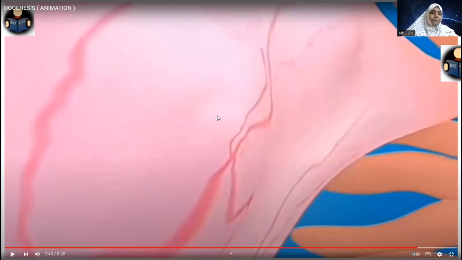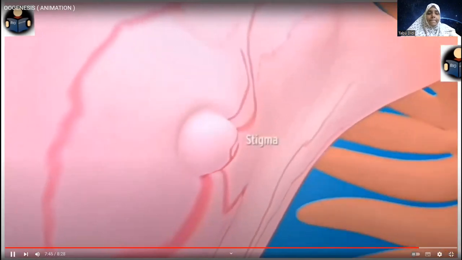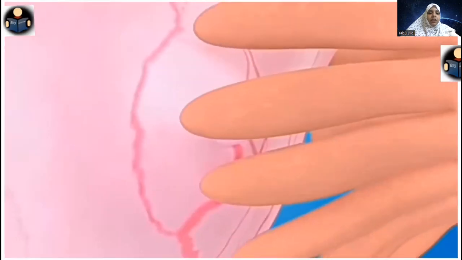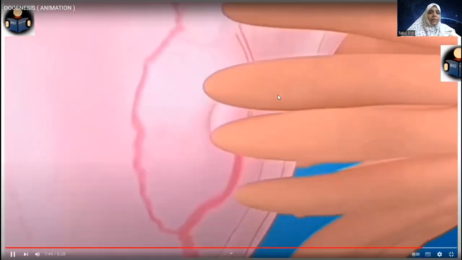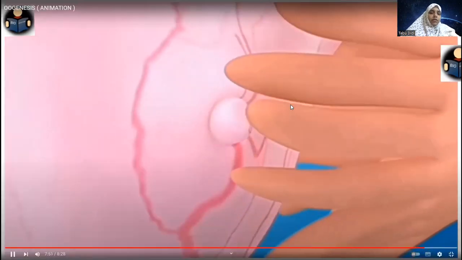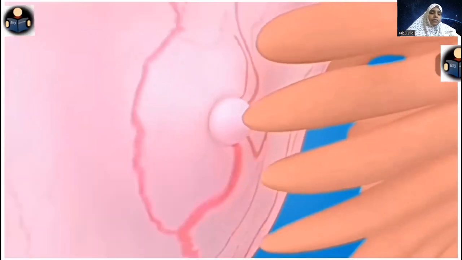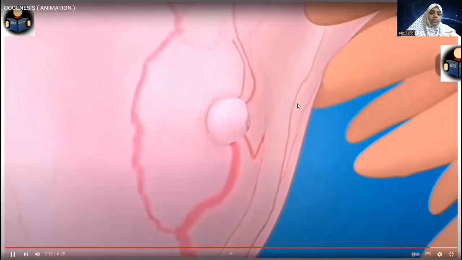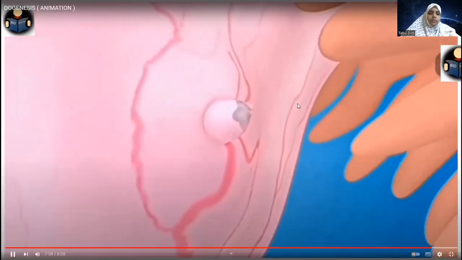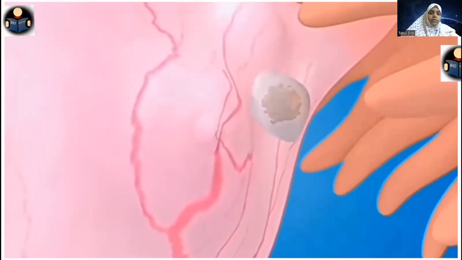Okay? To form the stigma. Now, due to hormonal stimulation, the uterine fimbriae sweep the follicle, stimulating the release of the mature secondary oocyte.